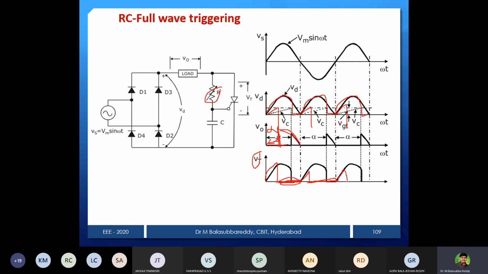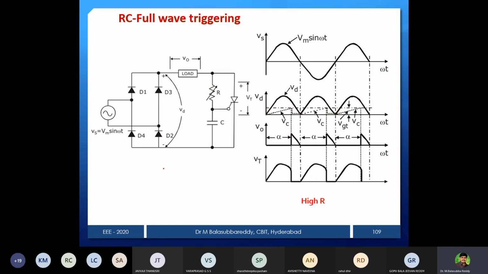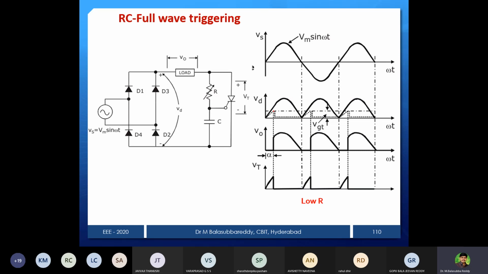And again it will be on like this, it will be 0. So like this we can modify whatever may be the alpha, we can easily control by controlling the RV value. That is what RV is equal to high. It takes much time, then alpha will be more. If RV is less, it will take less time.